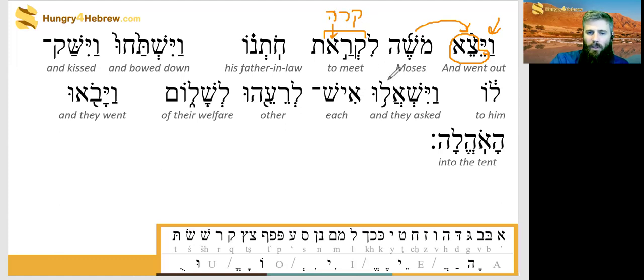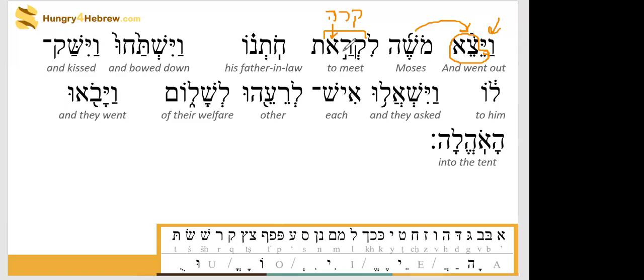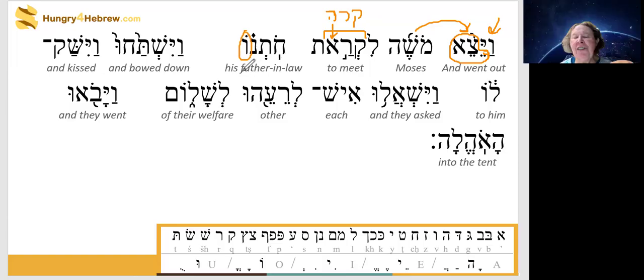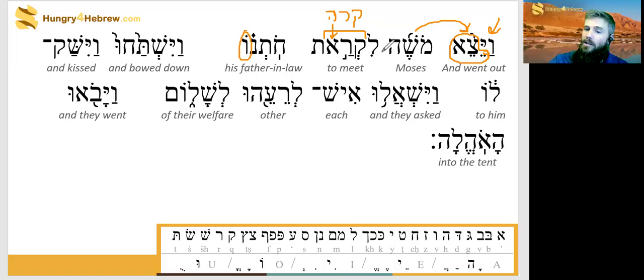And here the hey turned to an aleph. Frustrating, because kara means to read or call. Likrat, towards, upon, meeting, happening upon. Chotno, his father-in-law. What is that third letter? It's not Aramaic.